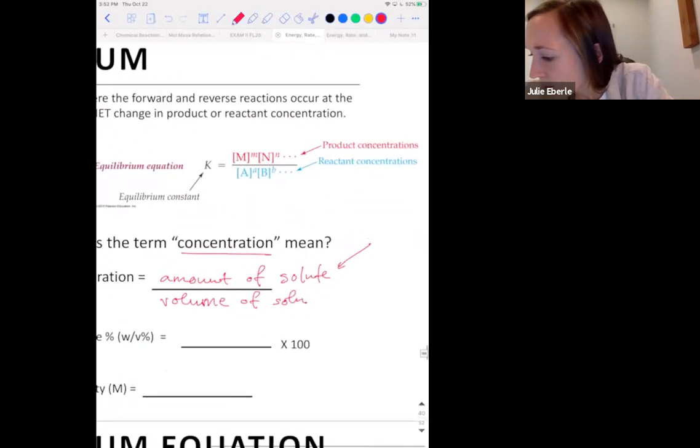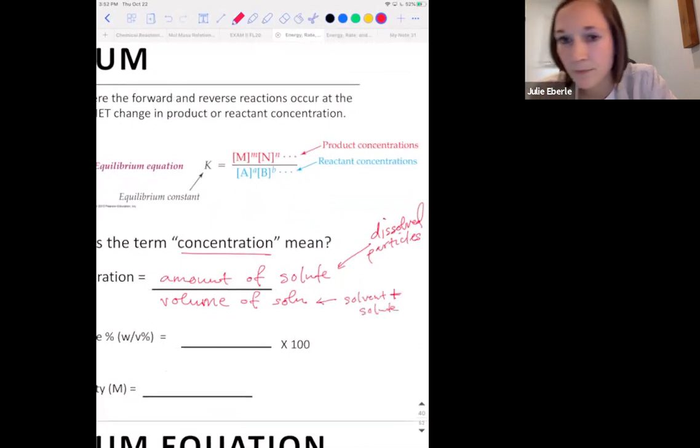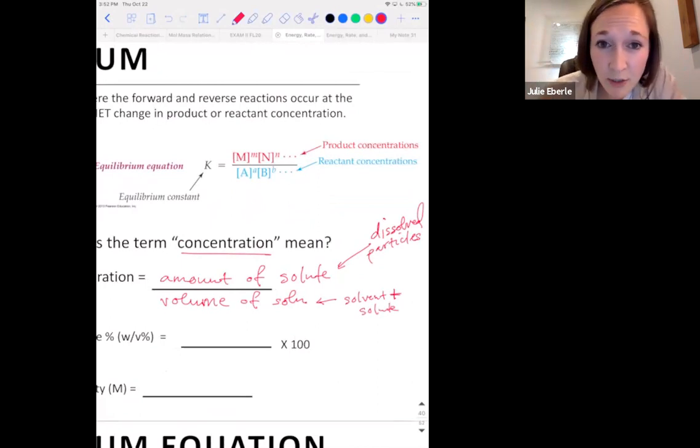So your solute, I meant to write, is the dissolved particles. And the solution is the solvent plus the solute, all together. We're going to come back to this in chapter 9, but I just wanted to introduce it right here.